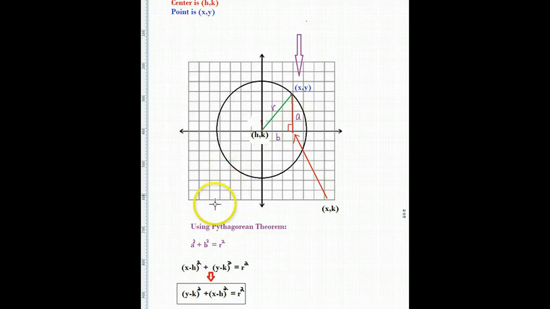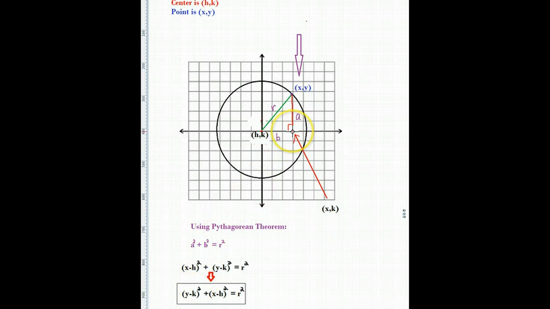Well, let's start with this a. It's going to be the difference between y, the height coordinate on this line, and k, which is the bottom of that vertical line. So the difference between y and k, and if you look down here, the difference between y and k is written like this: y minus k.